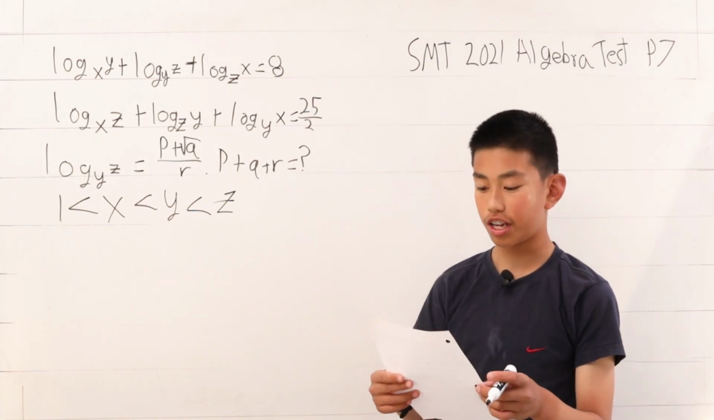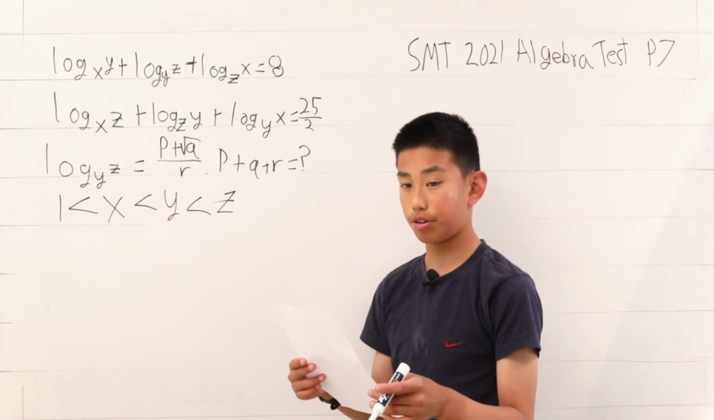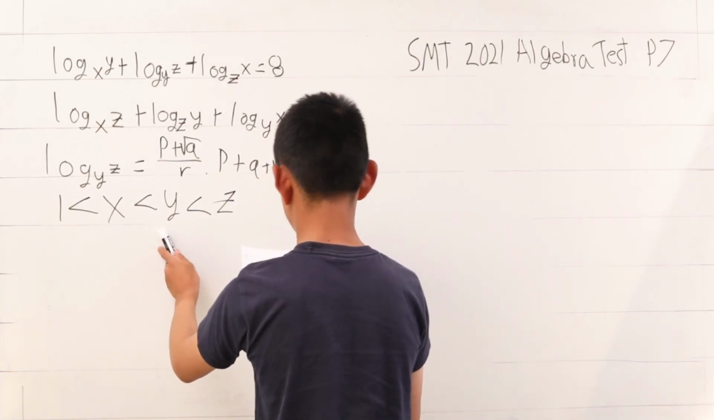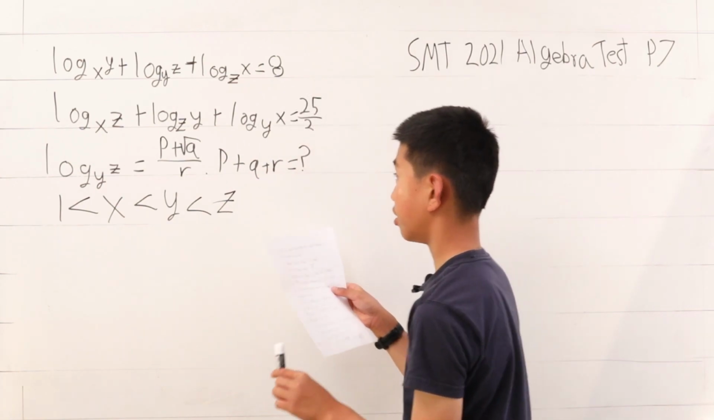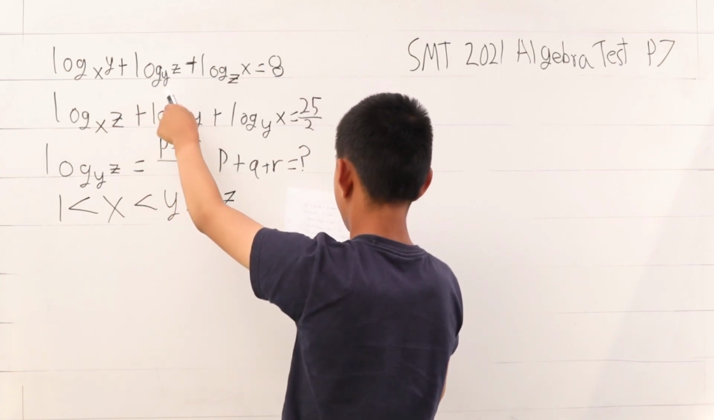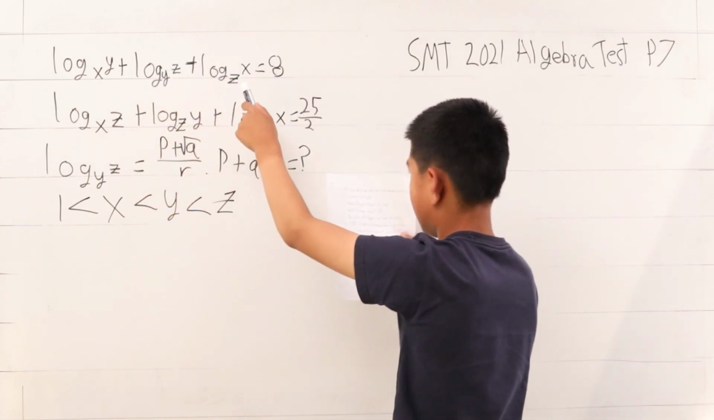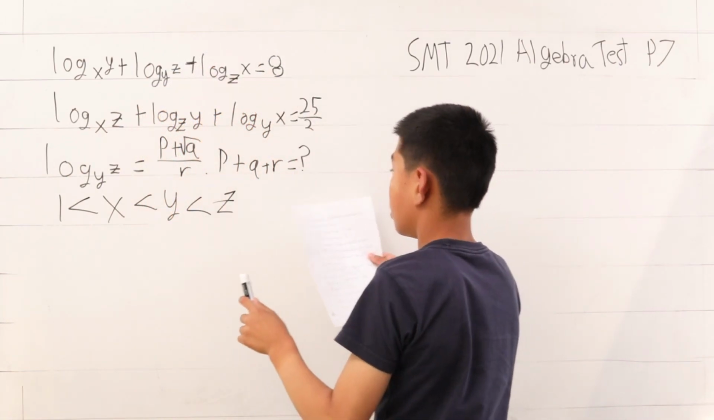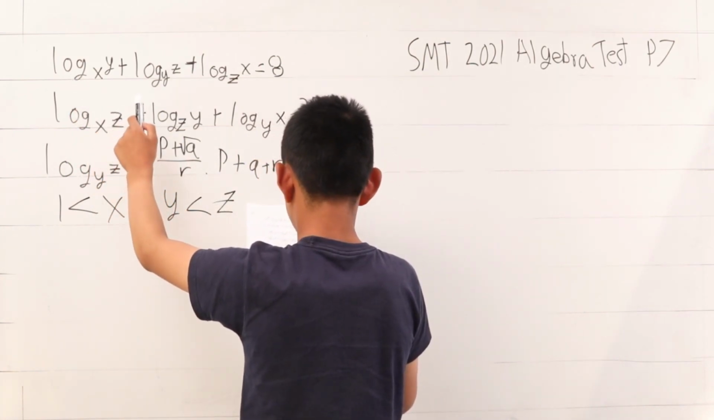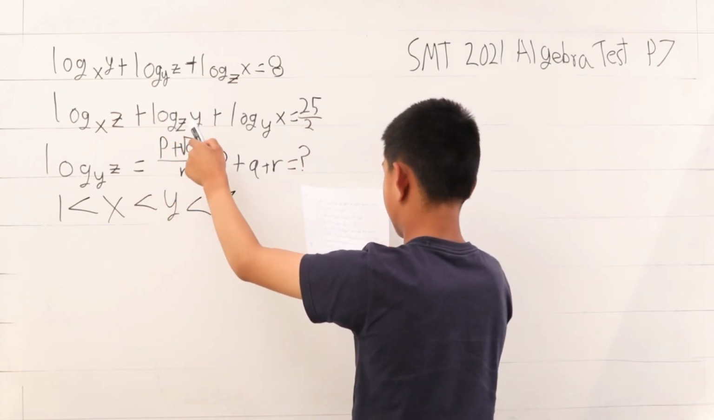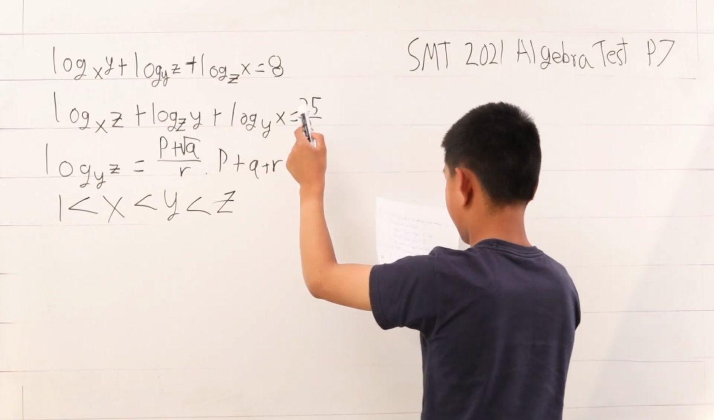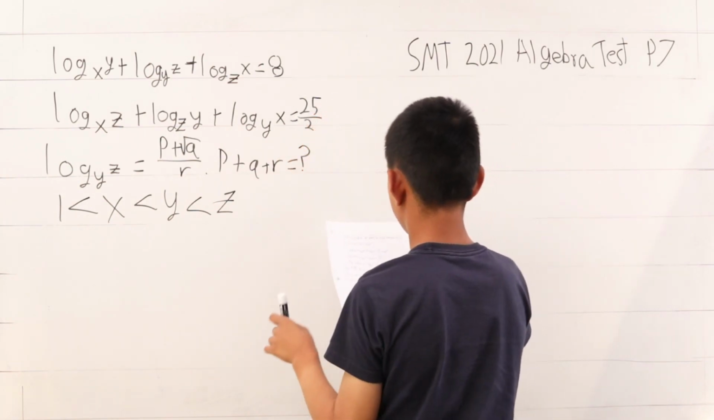Let x, y, and z be positive real numbers with 1 < x < y < z, such that log base x of y plus log base y of z plus log base z of x is 8, and log base x of z plus log base z of y plus log base y of x is 25 over 2.